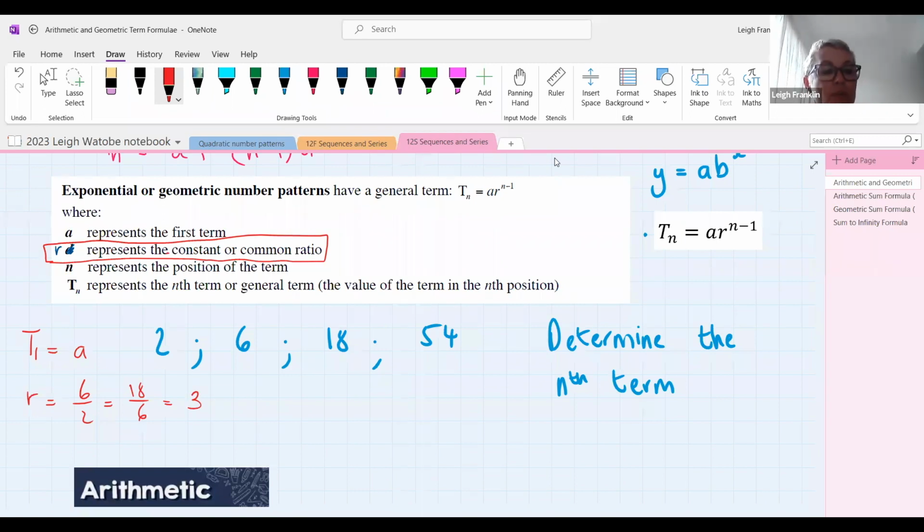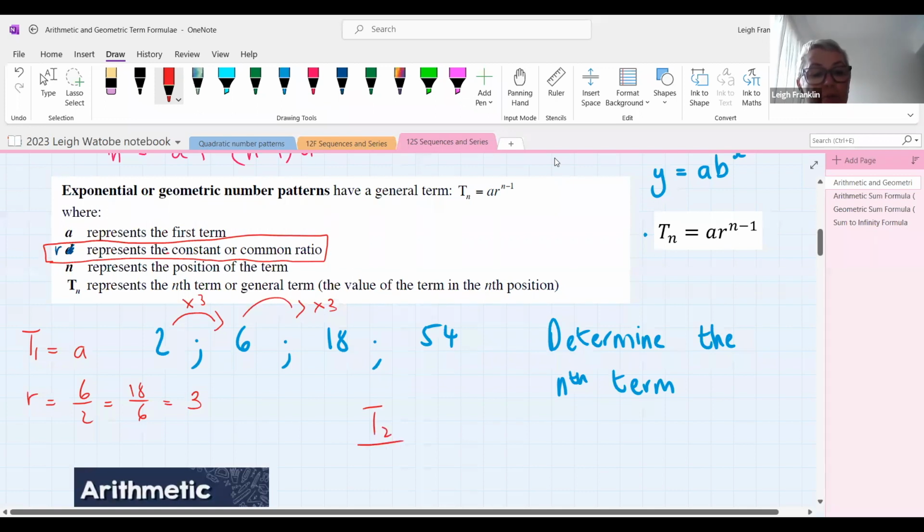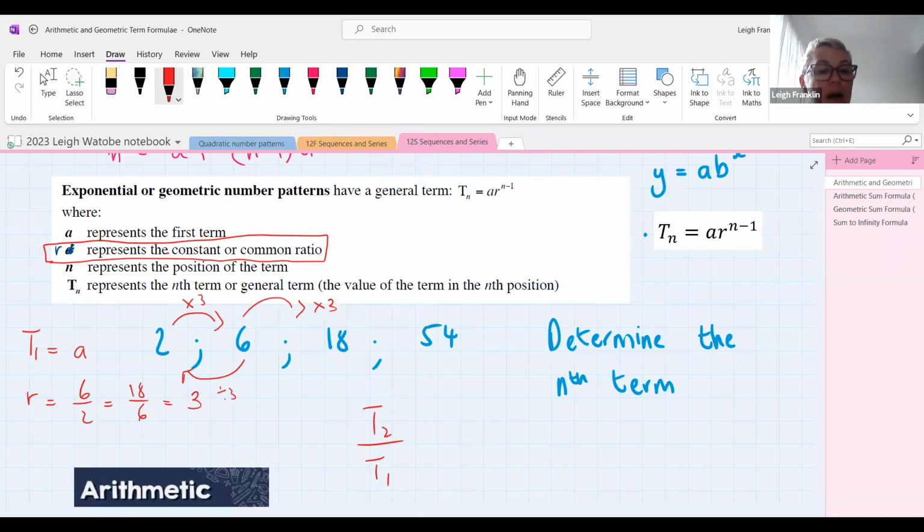So there is a constant ratio because each time as we go from term to term, we are multiplying by the same value. Or if you look at it as term 2 divided by term 1, going back that way, I'm dividing by the same number each time. So determining the nth term in this situation, we would say Tn equals A times R to the power of n minus 1. A is equal to 2, R is 3.